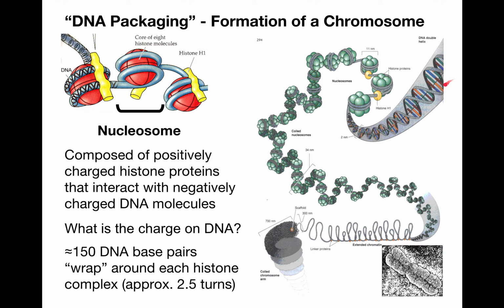That's what you're seeing over here on the right-hand side. Here's our double helix. We're wrapping it around a collection of protein molecules. These proteins are called histones. And if we then had a way to take these DNA-histone protein complexes and further compact them, we'd be on our way to building the chromosome that we saw on the previous slide. So let's take a look at what this collection of packaging events looks like within the cell.